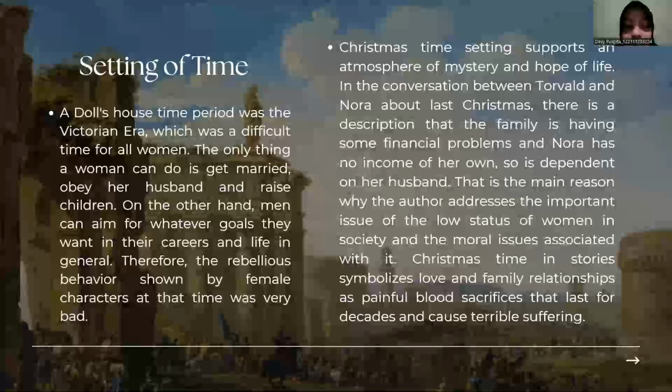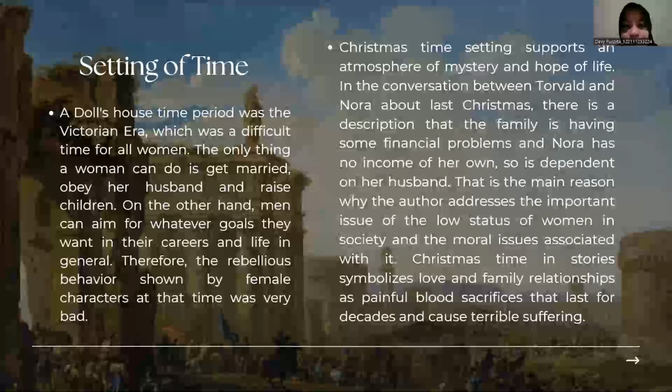Therefore, the rebellious behaviors of female characters at the time were considered very bad. The second setting, Christmas time, supports an atmosphere of mystery and hope of life. In the conversation between Torvald and Nora about last Christmas, there is a description that the family is having some financial problems and Nora has no income of her own, so she is dependent on her husband. That is the main reason why the author addresses the important issue of the low status of women in society and the moral issue associated with it.